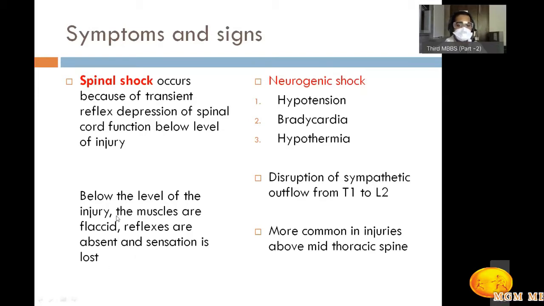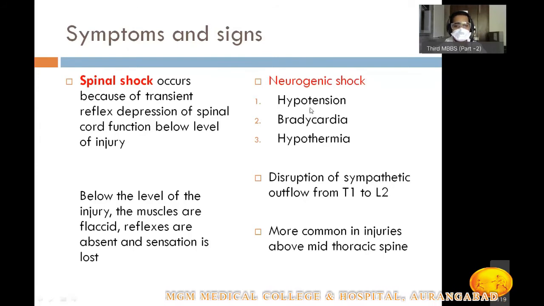So spinal shock is a phase in which the spinal cord stops functioning for a certain amount of time. After maybe 24 or 48 hours of re-examination, we might be able to find the actual neurological problem. Another thing is neurogenic shock, which is different from what we usually see, hypotensive shock, which is because of blood loss.